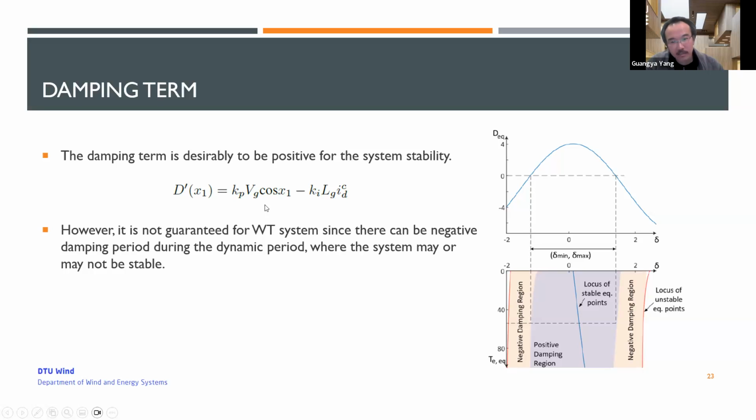Then if we look at this term and plot the damping curve, you can see that if you have a higher ID, the positive side of this cosine wave will be reduced, because you have a constant here that brings the curve down to the negative side. That means the delta min and max will be reduced if you look at the positive side of the damping curve.